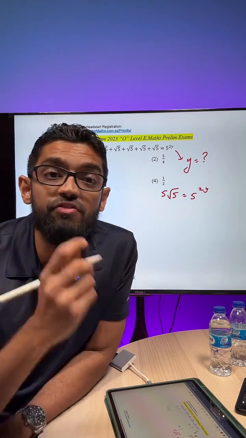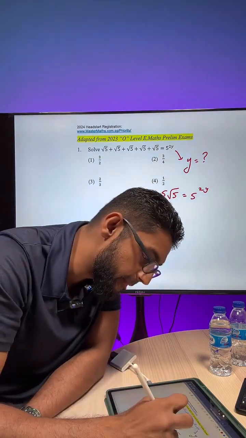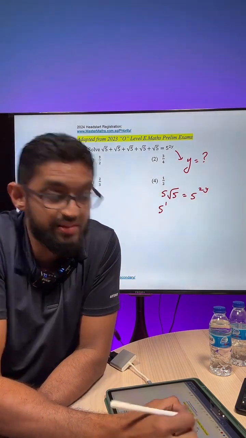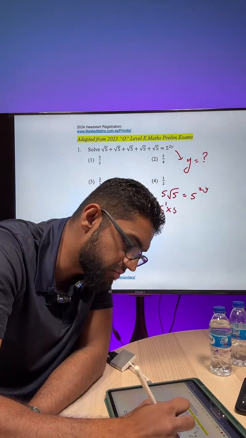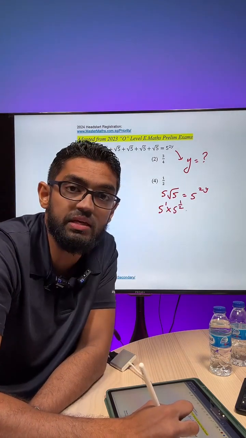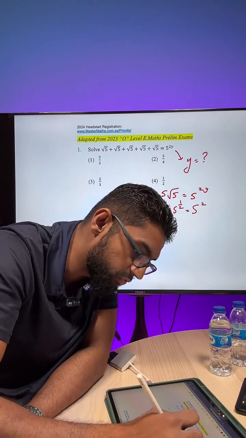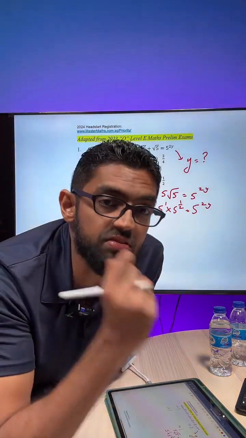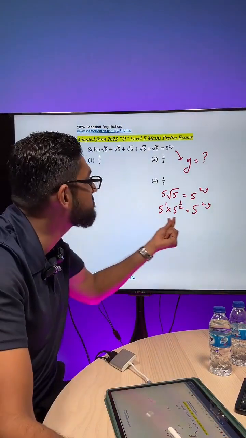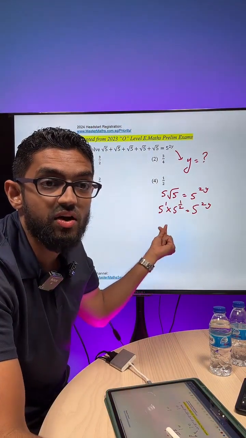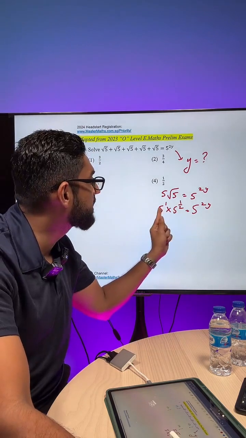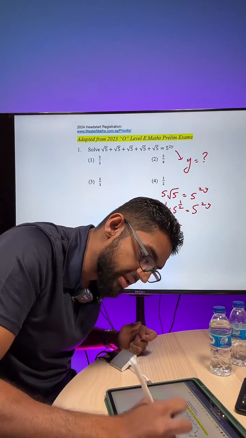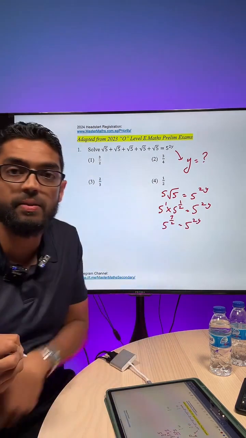Then 5 times root 5 is nothing but 5 to the power of 1, times root 5, which is 5 to the power of half, and everything here is equal to 5 to the power of 2y. As simple as that. Now when you have the same base, indices tells us that you can add the powers. You take 1 plus half, you get 5 to the power of 3 over 2, and that will be 5 to the power of 2y very nicely.